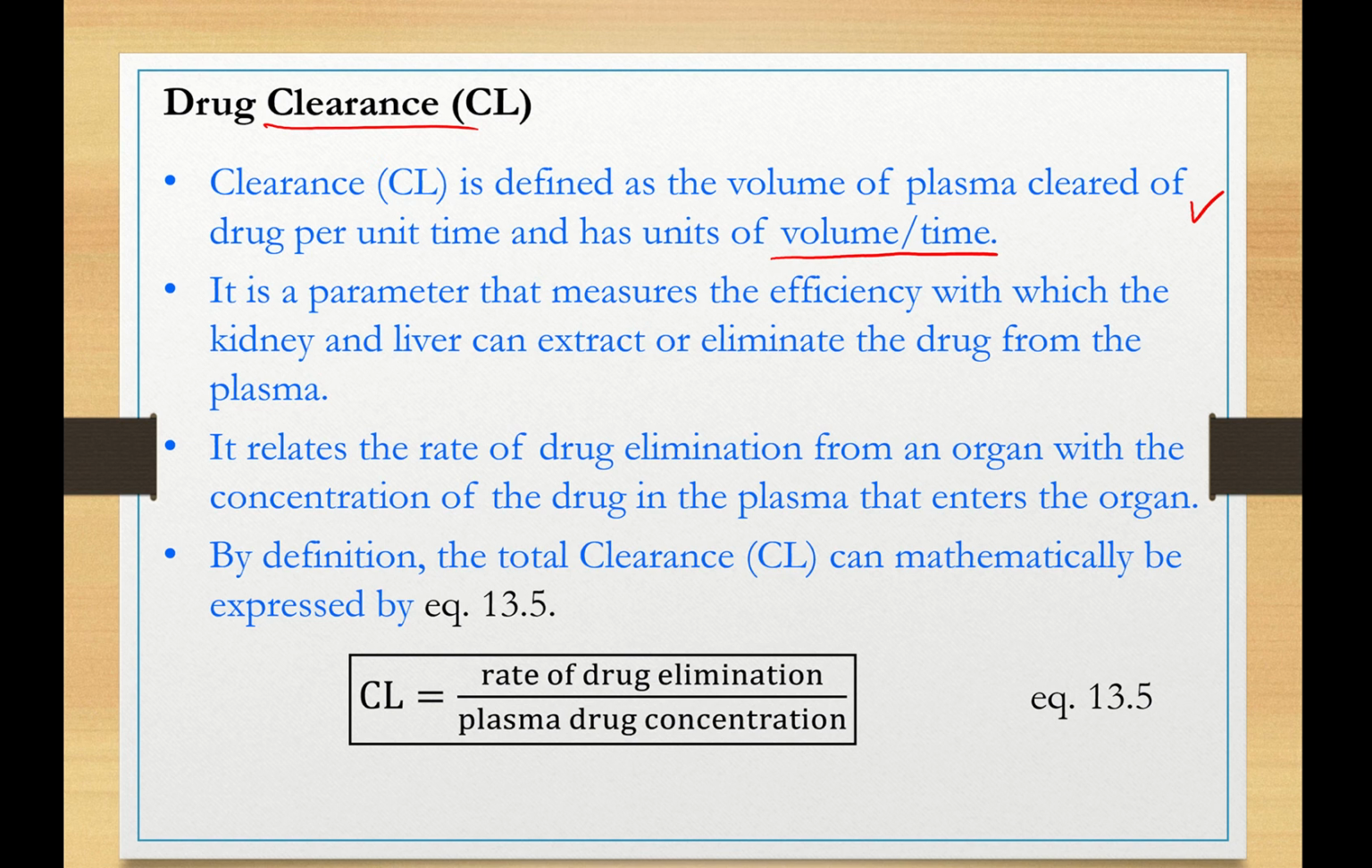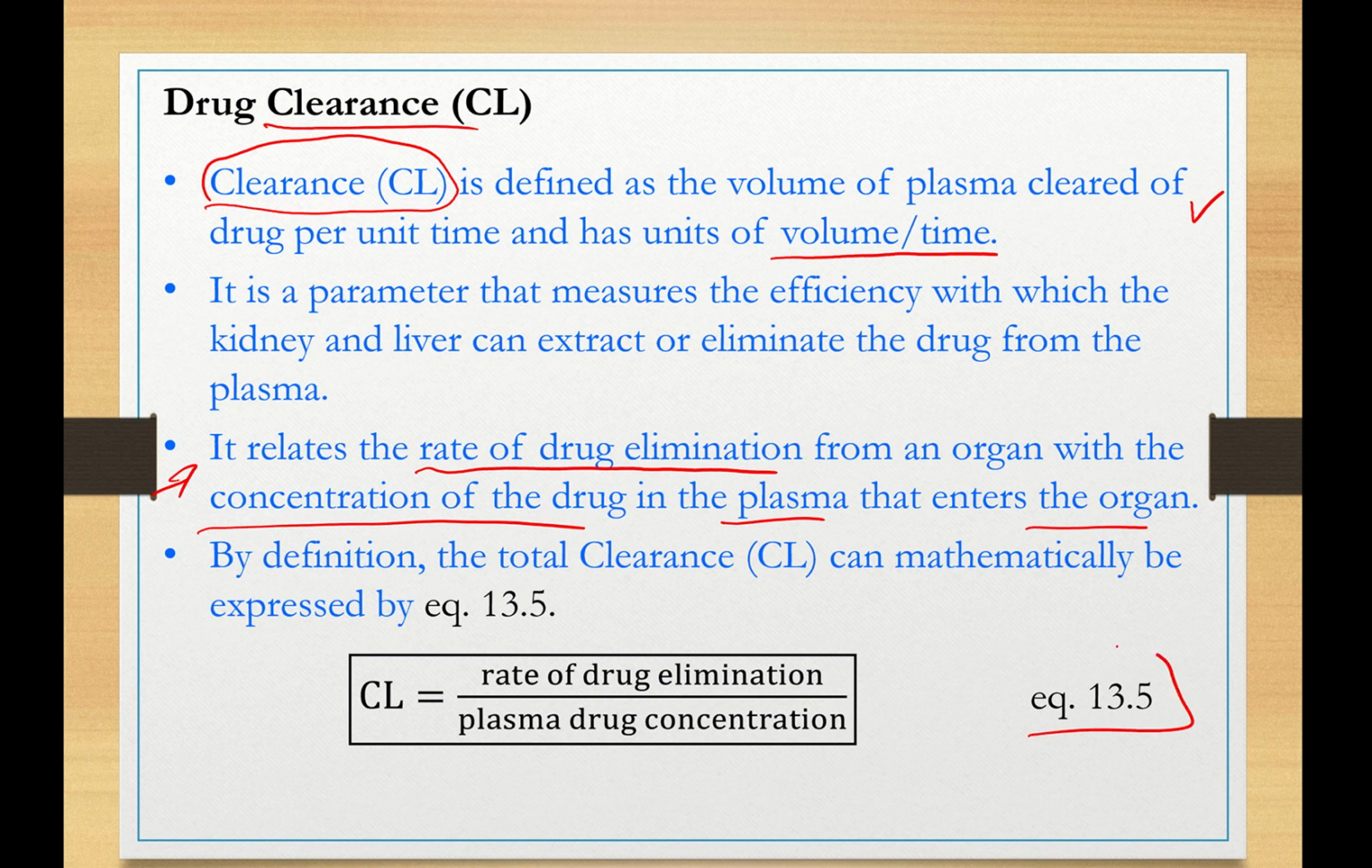It is a parameter that measures the efficiency with which the kidney and liver can extract or eliminate the drug from the plasma. So essentially clearance doesn't tell you whether the drug is metabolized or excreted. It is defined as the volume of plasma cleared, regardless of mechanism of drug per unit time, okay? That's what it is. So it relates the rate of drug elimination from an organ, okay, with the concentration of the drug in the plasma that enters the organ.